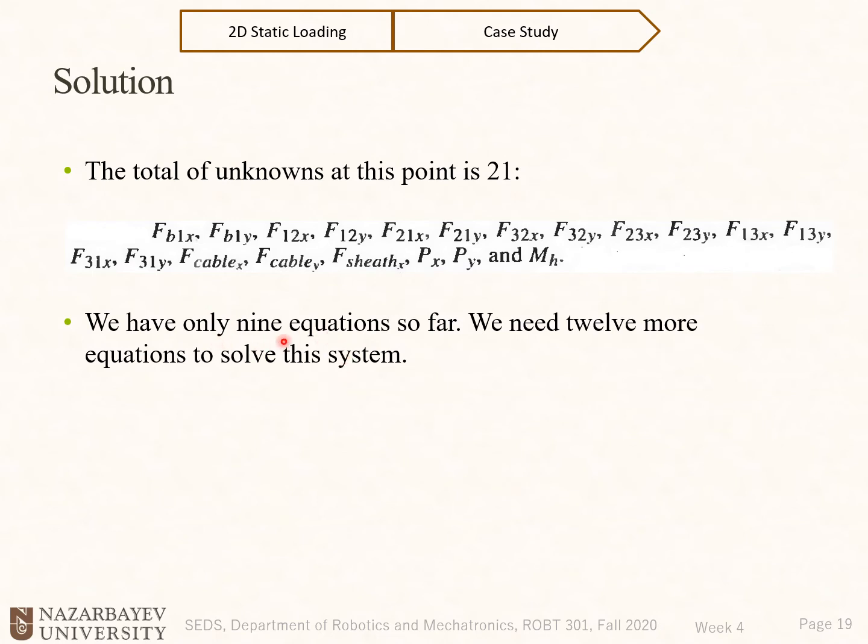So why 9 equations? From body 2, we had 4 equations. From body 3, we had 2 equations. And from body 1, we had 3 equations. So far, we have 9 equations.